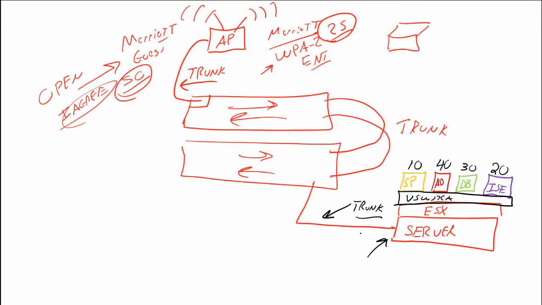Everybody with me so far? So it's not just for connections between switches. Anytime we want to connect to a device, like a wireless access point or a server that supports different VLANs, you could have a trunk link. In my environment, I've got an ASA over here.